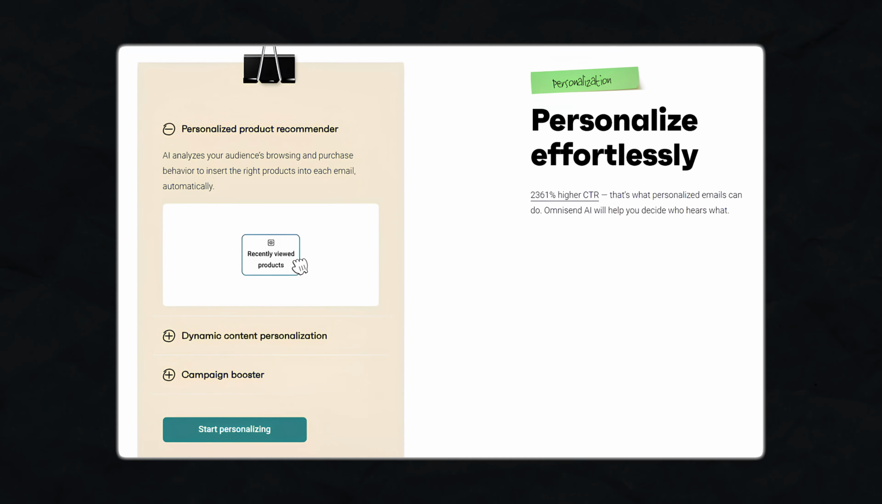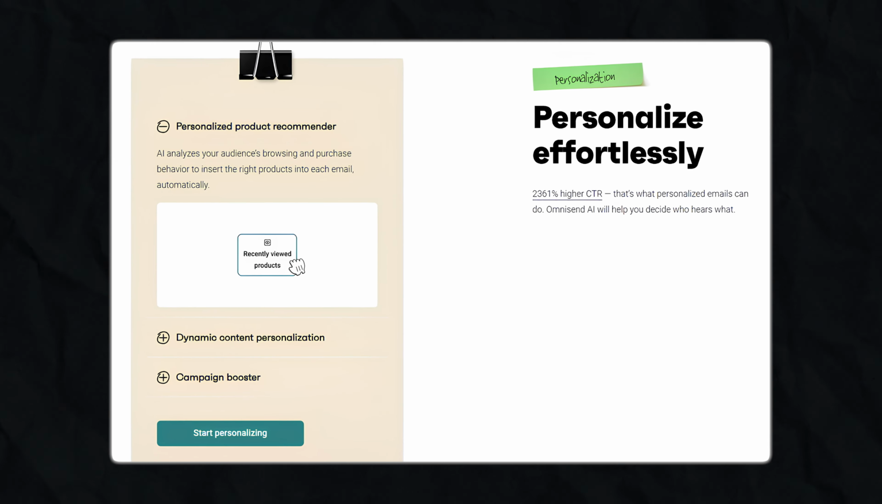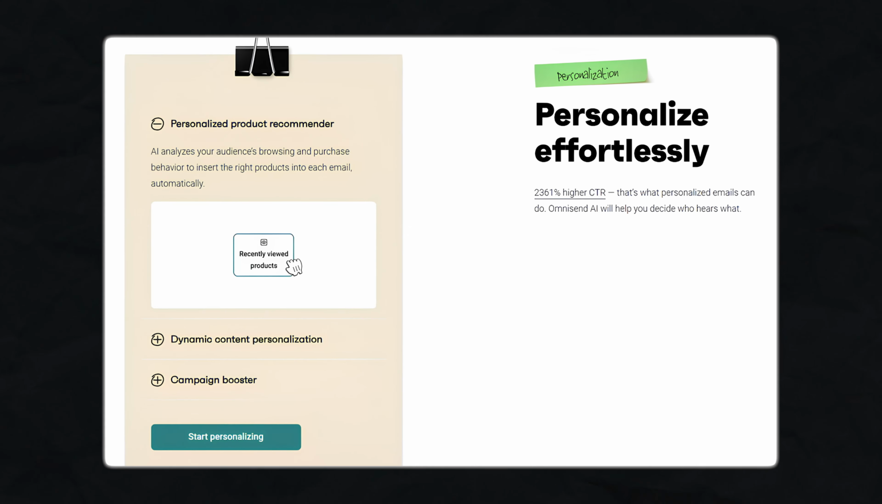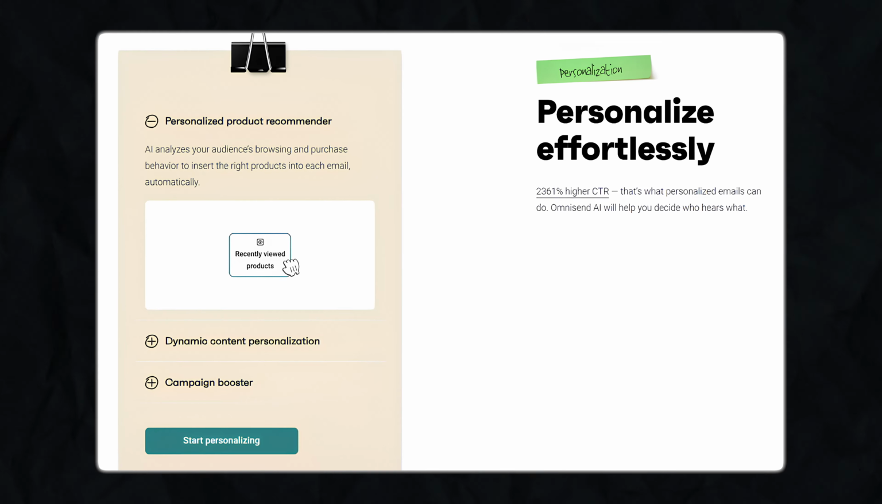This is one of the biggest advantages of Omnisend's AI because it pulls from your customer's browsing history, purchase history, cart actions, and behavior across your store and your campaigns. Then it automatically inserts products that are relevant to each person on your list. You can choose from different types of personalization: recently viewed products, past purchase recommendations, dynamic collections, or the king of them all, dynamic content personalization.